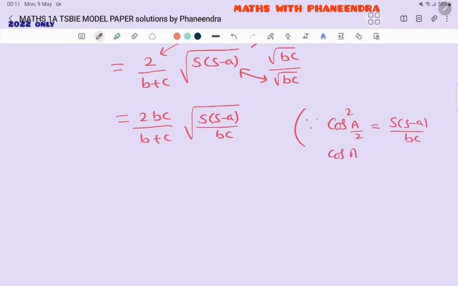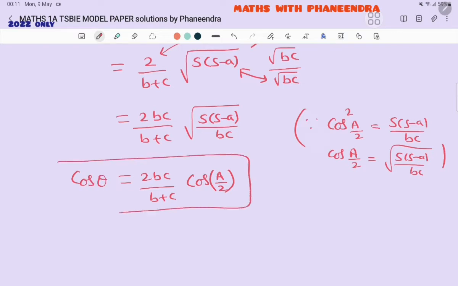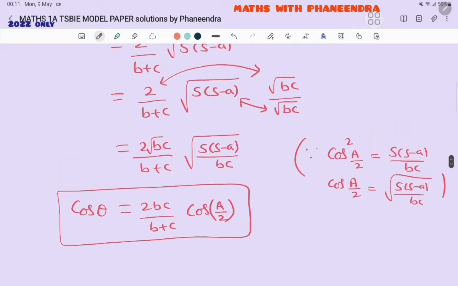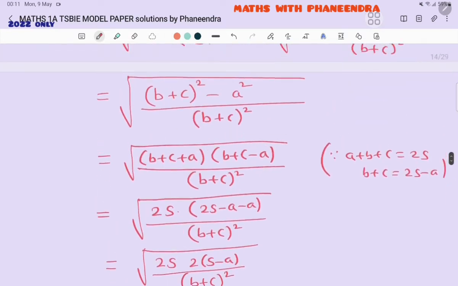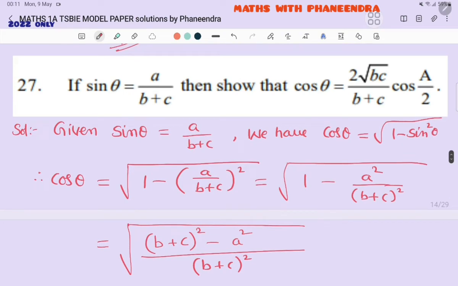But cos A by 2 means what? Square root of only S into S minus A by BC. So that is equal to 2BC by B plus C. This value is equal to cos A by 2. So cos theta is equal to 2 root BC by B plus C into cos A by 2. Hence proved the result what they asked to prove, we got the answer.